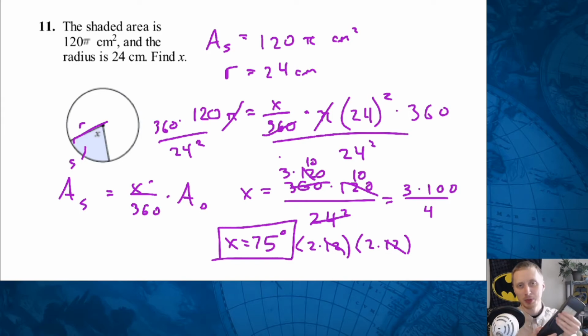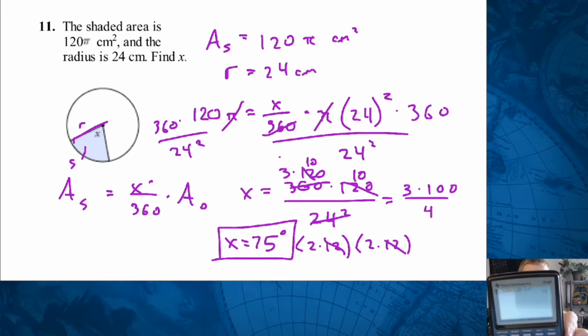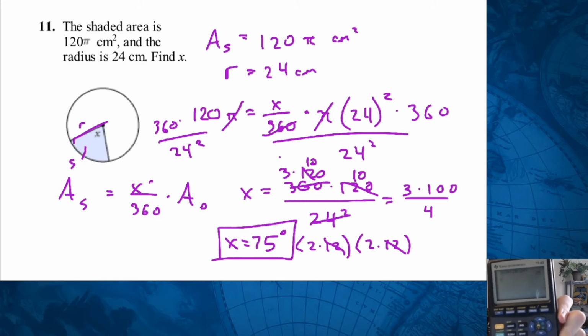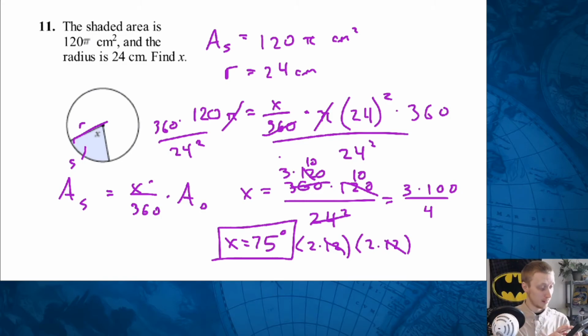Okay. Let's bring out the calculator just to double check, because if I was wrong on the video, that would be very embarrassing. 360 times 120 divided by 24 squared is, yes, 75. Let's see if I can get it without the glare there. 75. Perfect. See? Mental math. All right, not too bad.